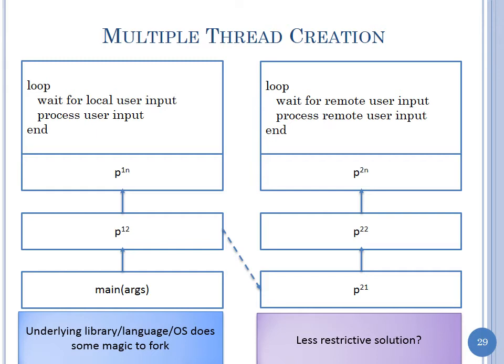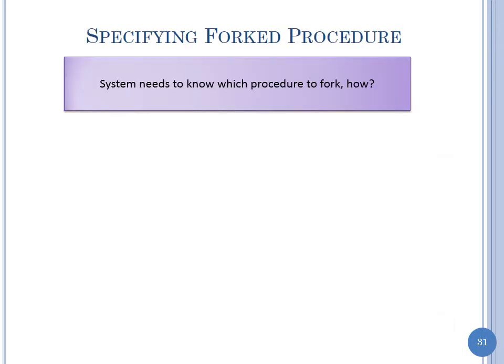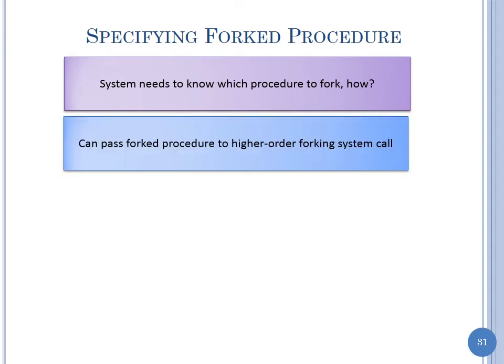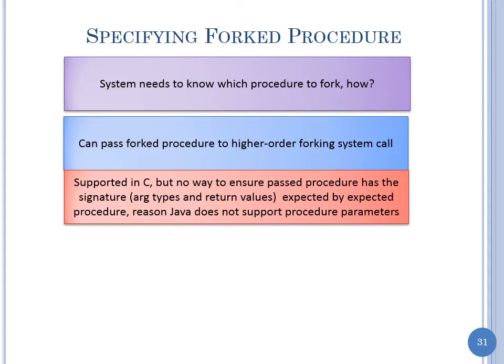So now I want to know a less restrictive solution. Okay? Then, okay, so multiple thread creation, the less restrictive solution. The system needs to know which procedure to fork, okay, how. We can pass the fork procedure address, okay, and you guys who've done 524 with me, you know that you can have higher order functions that take other functions as arguments. So you really make the thread forker be a higher order function that takes another procedure as an argument, okay, and calls it procedure. And in C, that's exactly what you can do.